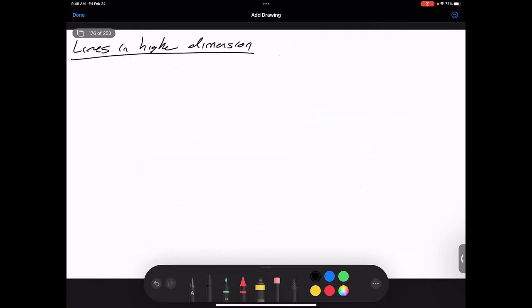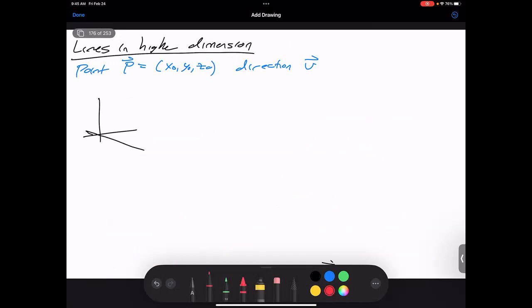So what I'm really going to do is have a point P, let's do x naught, y naught, z naught. We'll do it in 3 dimensions, but you could do it more generally. And a direction V.